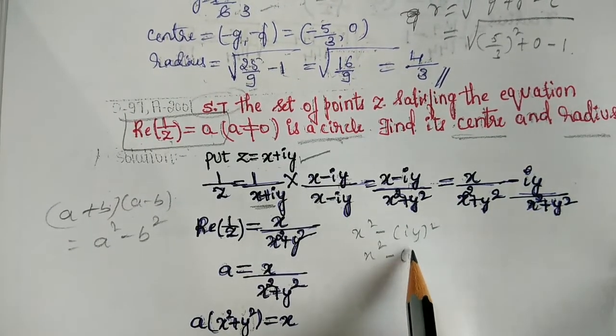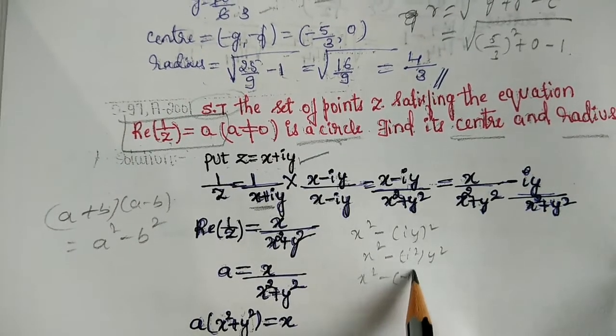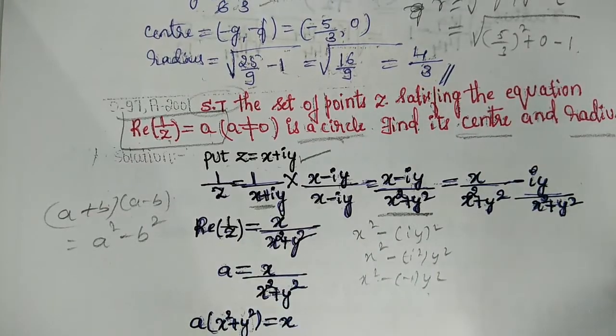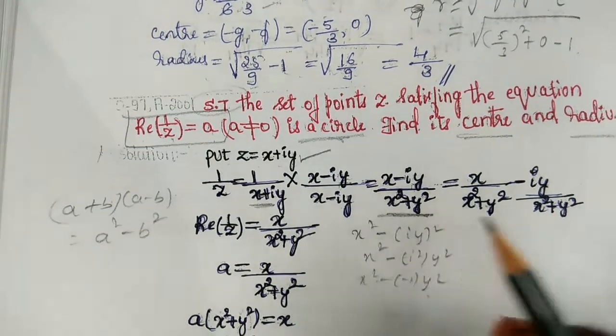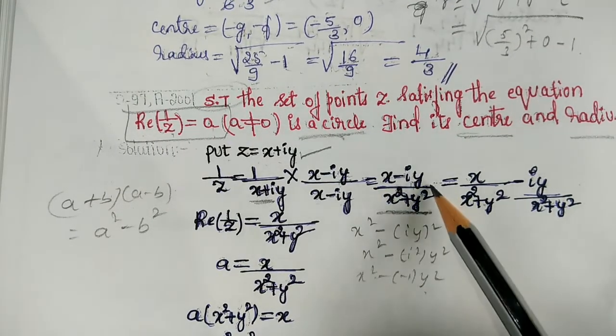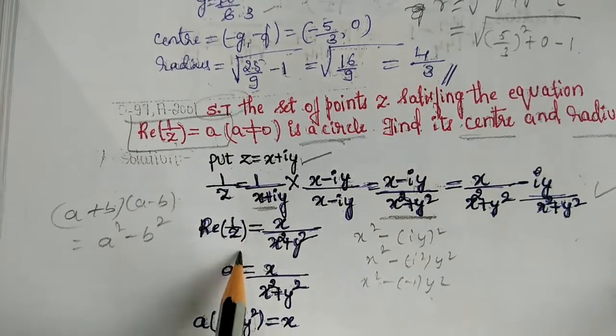So x square is okay. What is i square? i square is minus 1, so x square minus i square y square, minus into minus is plus. So therefore x square plus y square. Is it clear? So next, split these two. We remain with x by x square plus y square minus iy by x square plus y square. So now apply the real part of 1 by z.